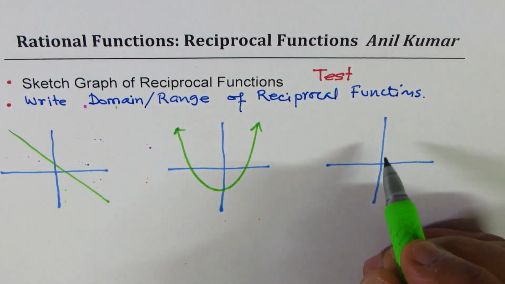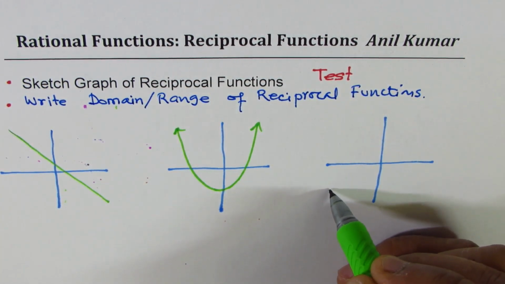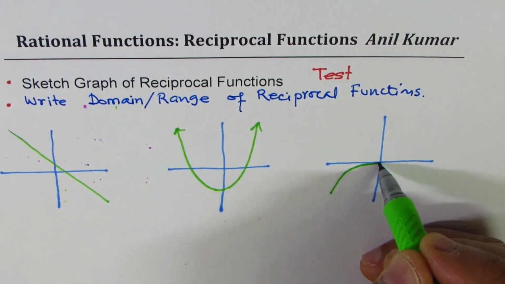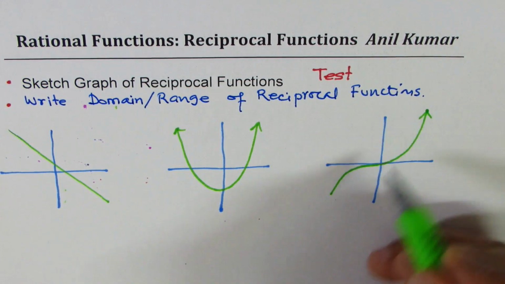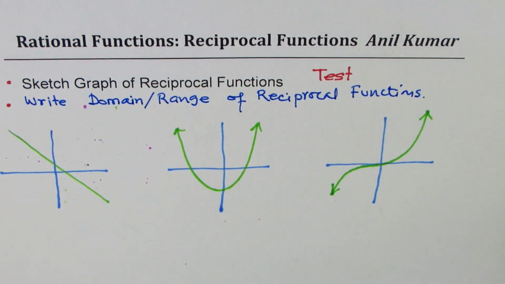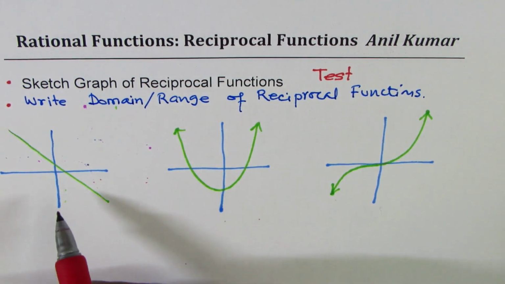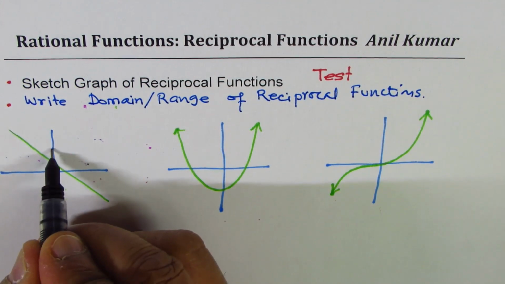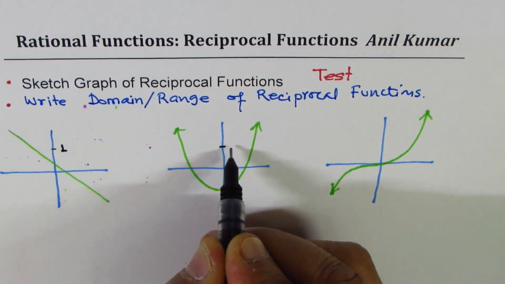A cubic function, let me make it like this only, a basic cubic function. Now let us see how to sketch reciprocal of these functions. The idea here, first step, is to mark the values where the function is 1. So let us say this is 1 for us.